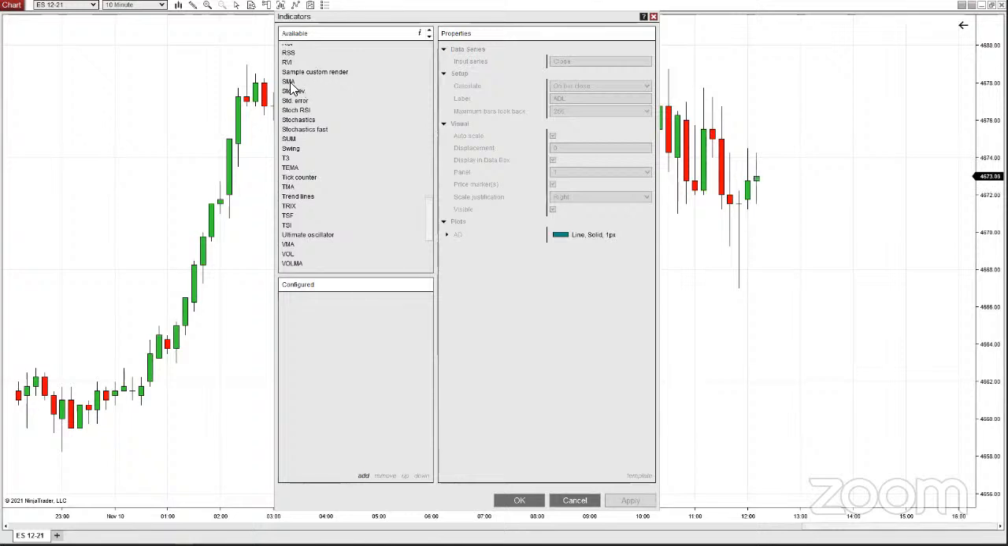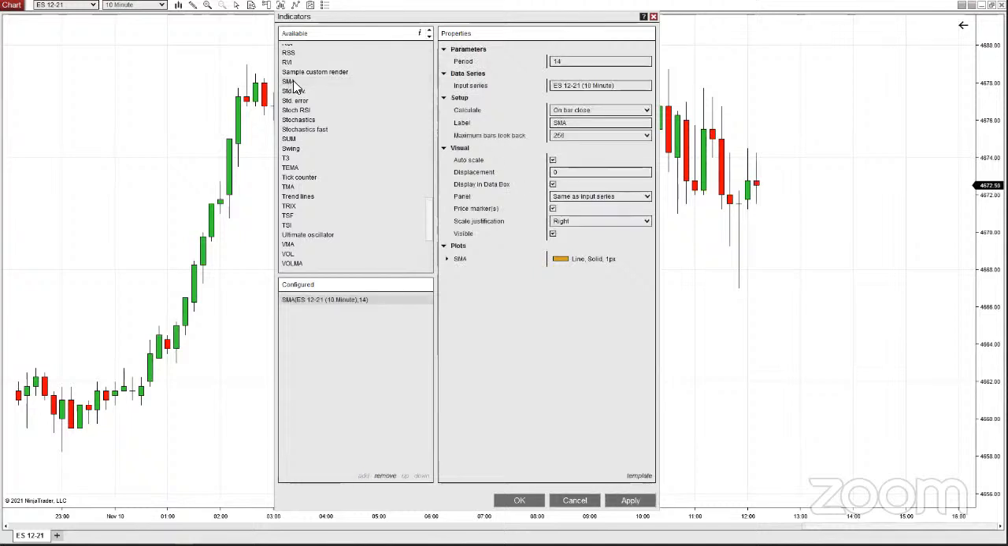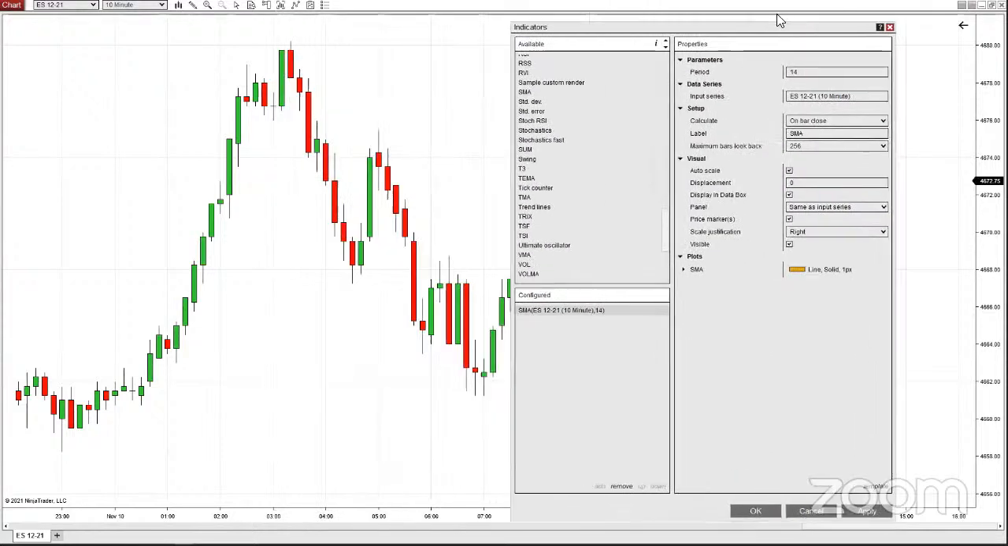I'm going to start with a simple moving average. It's called SMA, and I'm just going to double click on it, and it's going to send it down to the configured section. I'm going to highlight the configured section, and then go to the right and take a look. Period: it's 14. This is a 14 period moving average.